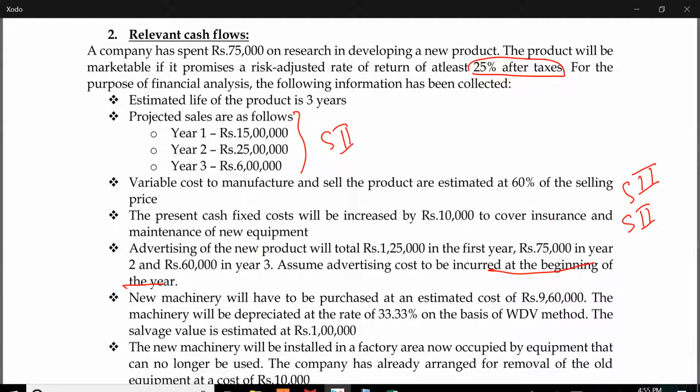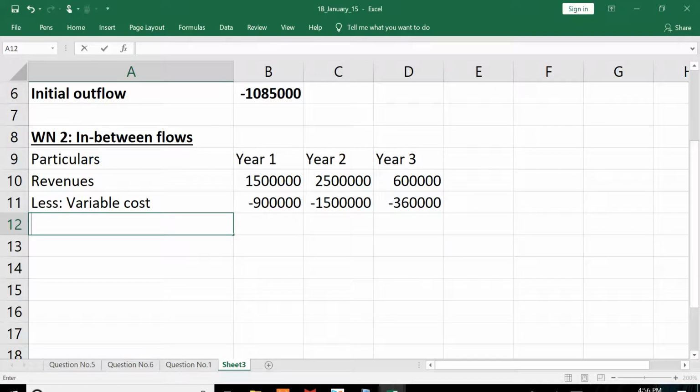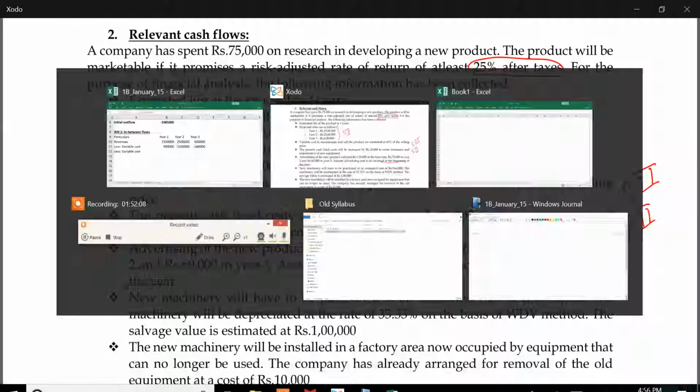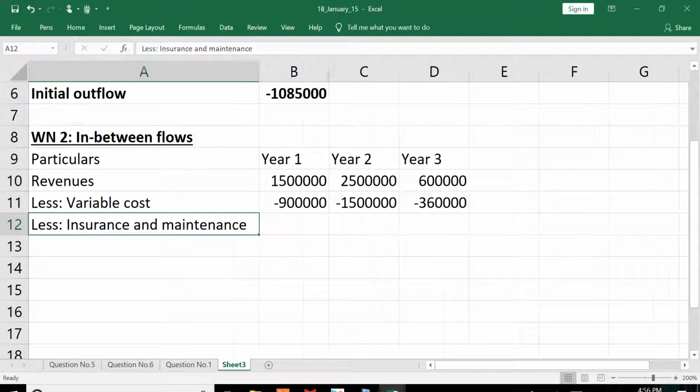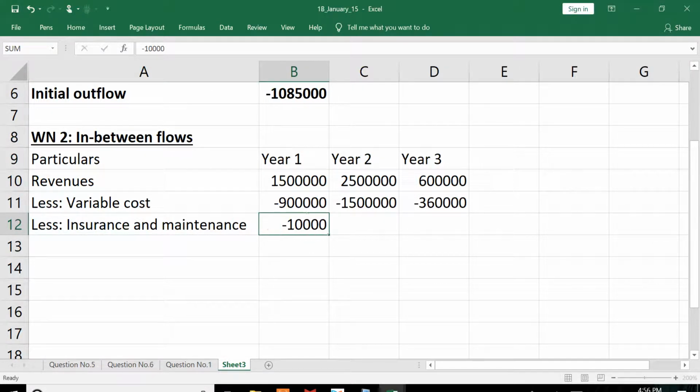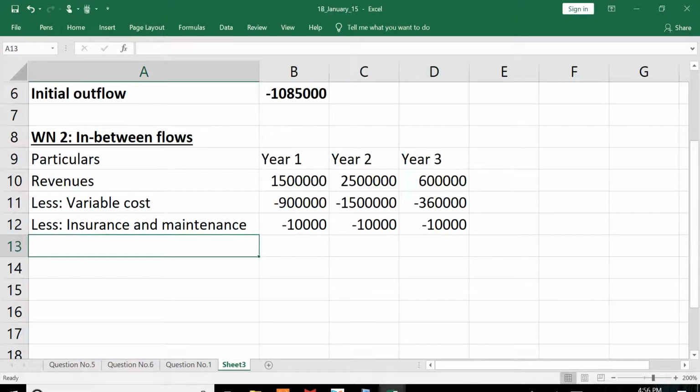After variable cost, what we have? This 10,000, relevant or irrelevant? That is relevant. Less, it will increase, they are saying, insurance and maintenance 10,000.